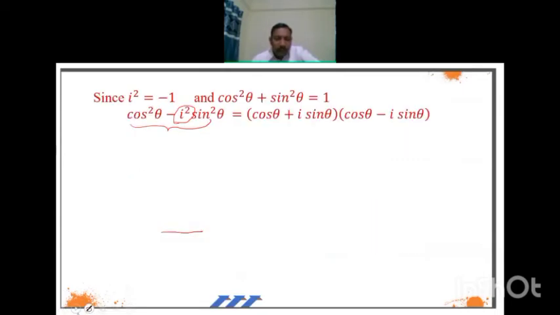Here, I square is equal to minus 1. So cos square theta plus sin square theta is equal to 1, which we know can be written as cos square theta minus I square sin square theta. This can be expanded as cos theta plus I sin theta into cos theta minus I sin theta, like A plus B into A minus B is A square minus B square. So here cos square theta minus I square sin square theta, but I square is equal to minus 1, so we get cos square plus sin square. So we are writing cos square theta plus sin square theta in a different way.